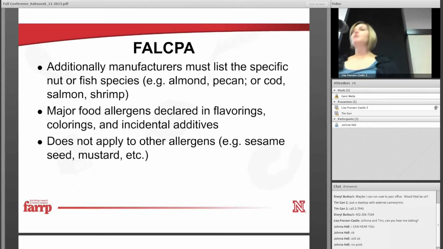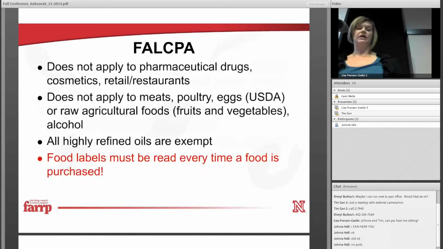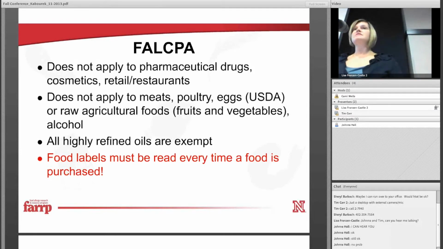So if someone has a sesame seed allergy or sunflower seed allergy or a beef allergy, they have to read the food label. It's not going to have a contains statement. It's going to be in the ingredient statement, but it's not going to be bolded and highlighted. FALCPA does not apply to pharmaceutical drugs, cosmetics, retail, restaurants, catering, any of those kind of food service establishments. It does not apply to USDA products, so eggs, milk, poultry, raw fruits and vegetables, or alcohol.